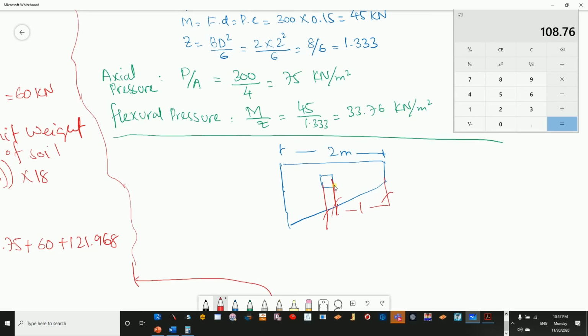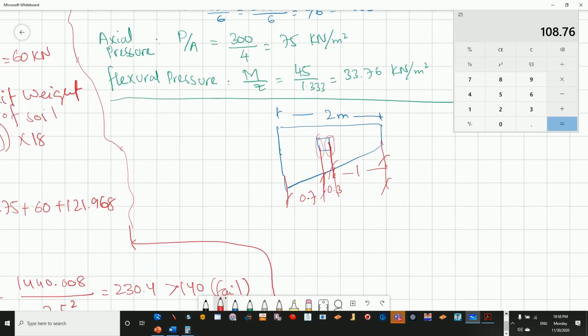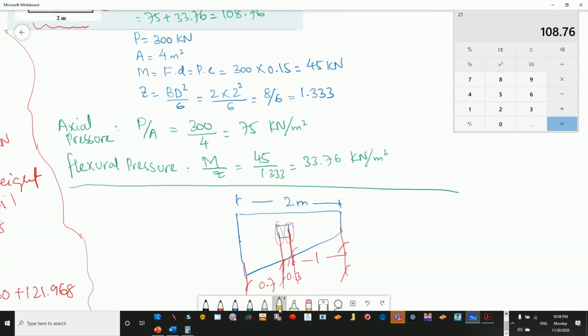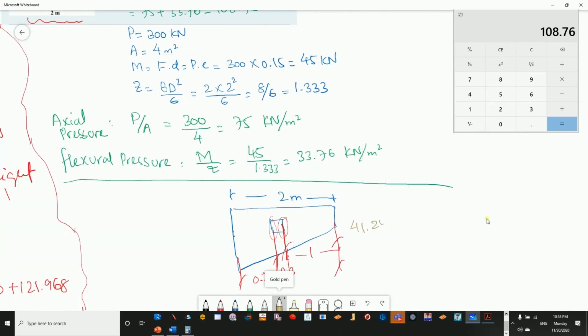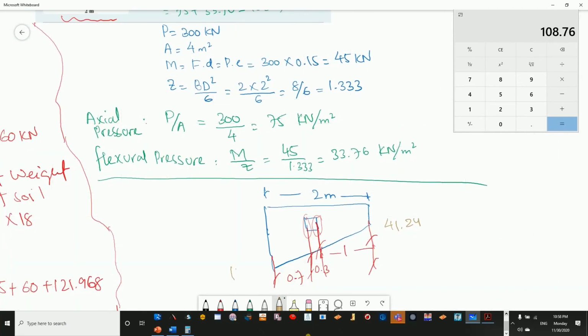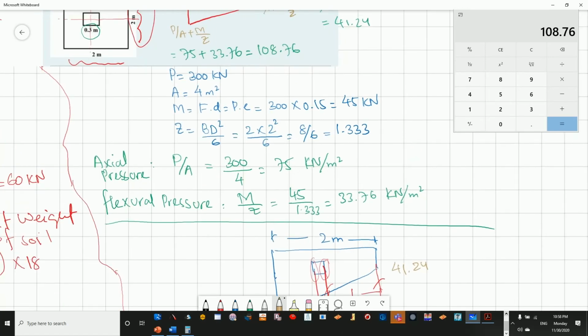This is 0.3, so the remaining part is going to be 0.7. So we have 1.3 and then 0.7, and we need to calculate, if you remember, this part and that part. Now we know the value of the pressure, that it's here 41.24, and then here 108.76.